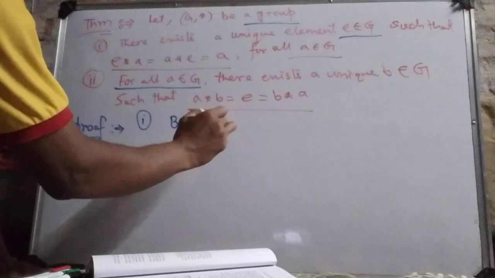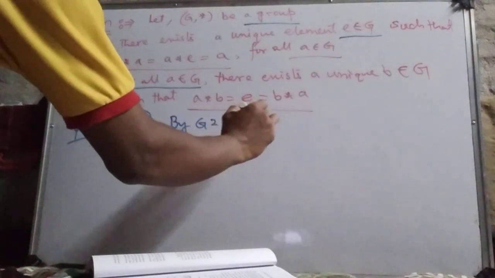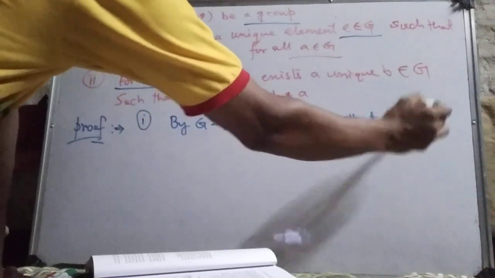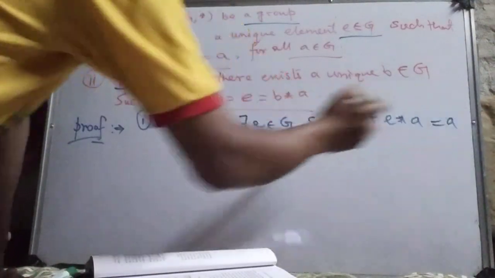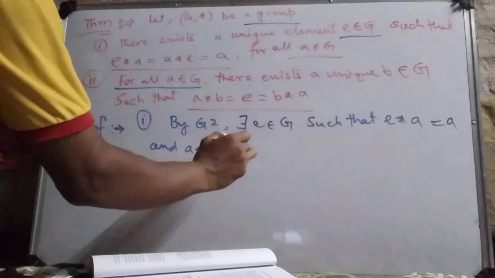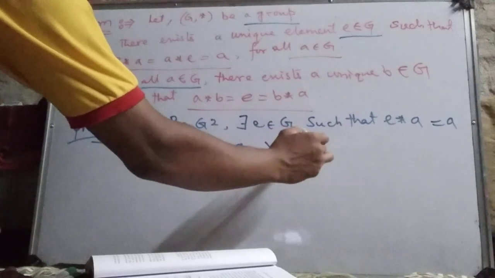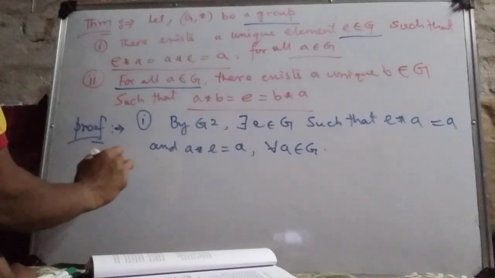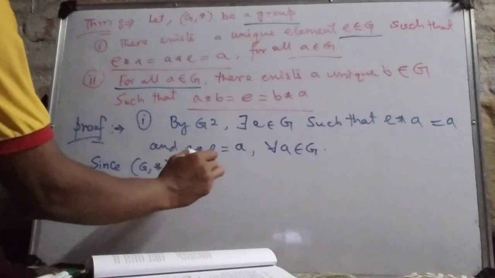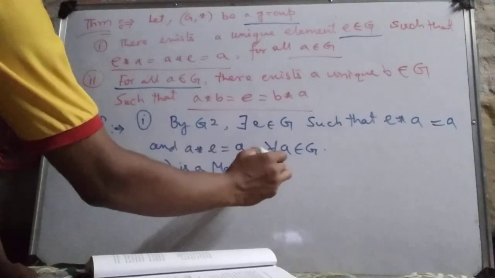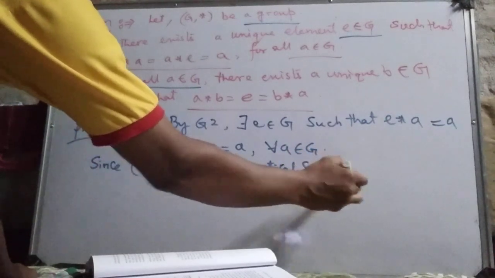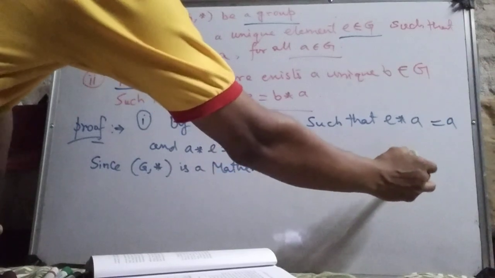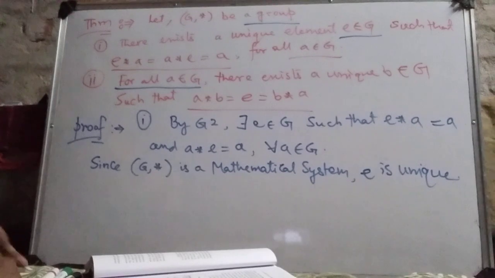By G2, there exists e belonging to G such that e star a equals a and a star e equals a, for all a belonging to G. Understood? Since (G, star) is a mathematical system, then what happened? e is unique. Understood? e is unique.